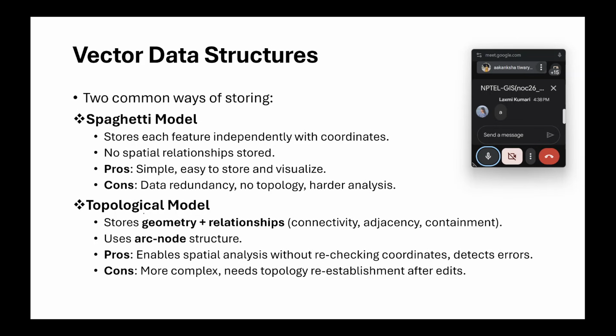Now there is the topological model. What it does is that it stores geometry and also the relationships. So it uses an arc-node structure. What happens is that it enables spatial analysis without rechecking coordinates, and this is more complex because here you need to store geometry and also the relationship between different geometries. Okay, so this is kind of more complex.